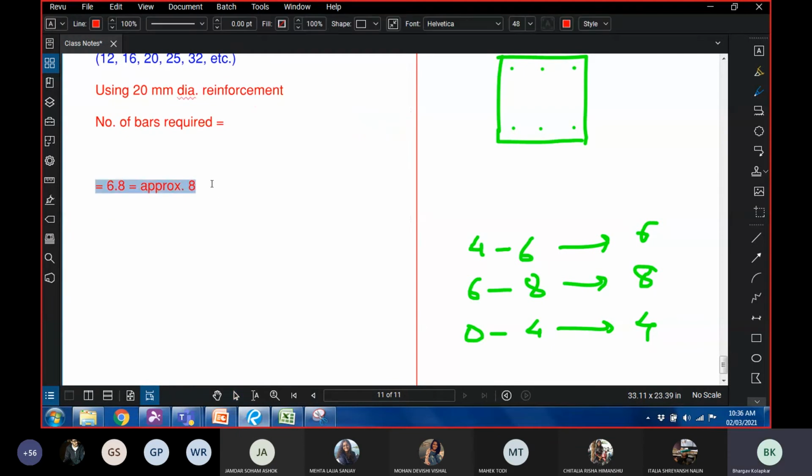Okay, so we have approximated it to 8. Therefore, what we've done is provide 8. You can either write it as T20 or 20 and the diameter symbol. Longitudinal.